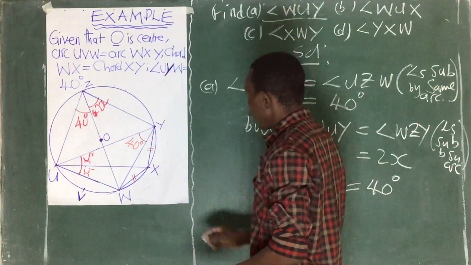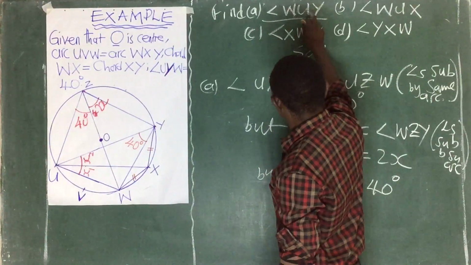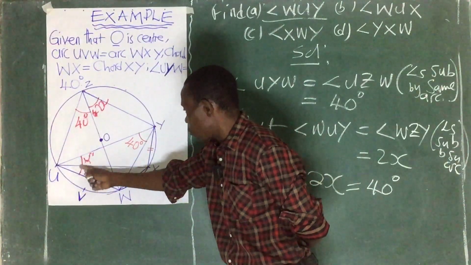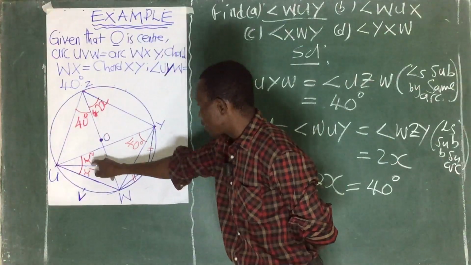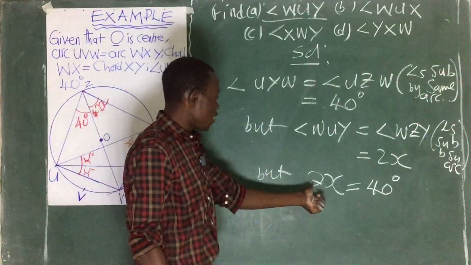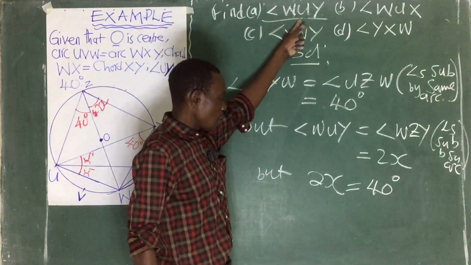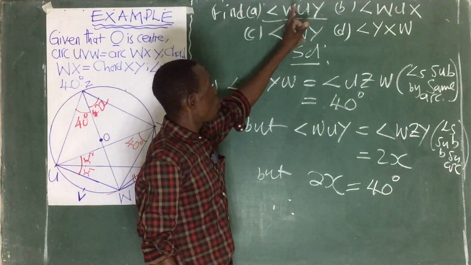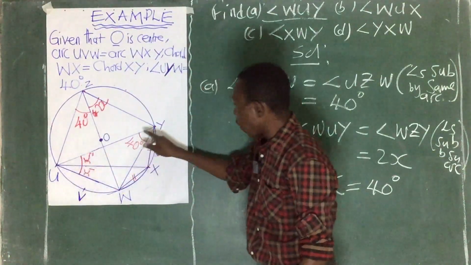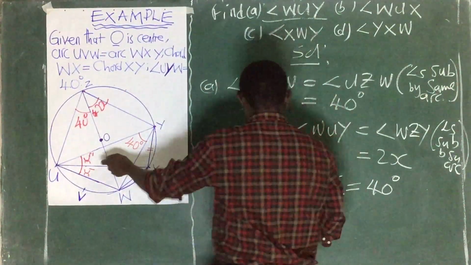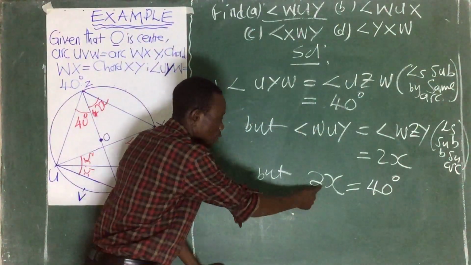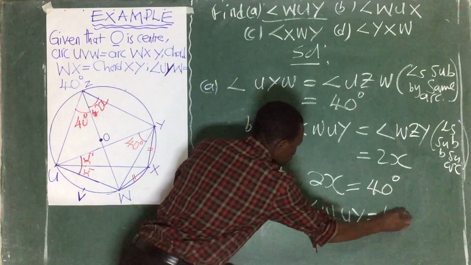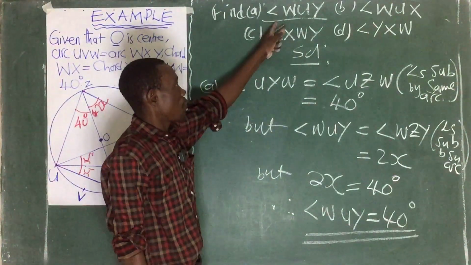So if you look at this angle here, WUY, it is 2x. It's already 2x. Then what we have written here is just true. Instead of writing 2x, just substitute for this one here. Since we know that the 2x is representing the WUY, which is 2x, and yet we're saying this one is equal to 40 degrees, then instead of writing this, we say, therefore, angle WUY should be equal to 40 degrees. So that is the answer for the first part.